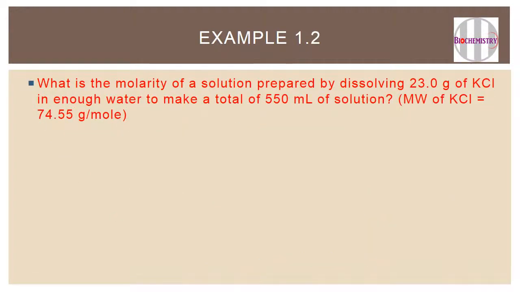Let us move to the second example, or example 1.2. Now here the question is, what is the molarity of a solution prepared by dissolving 23 grams of KCl, that is potassium chloride, in enough water to make a total of 550 ml of solution? Here the molecular weight of KCl is given as 74.55 grams per mole. So here our steps remain the same: first find out moles of KCl, and our second step is to apply the molarity formula.